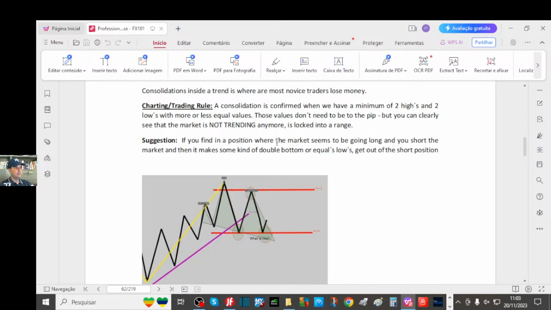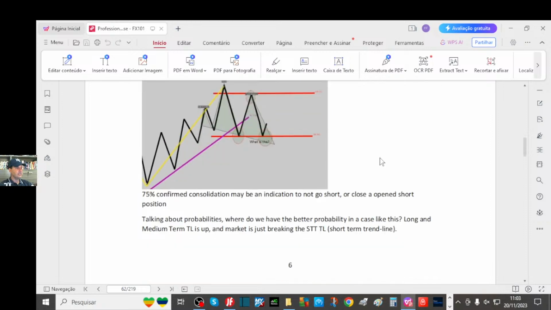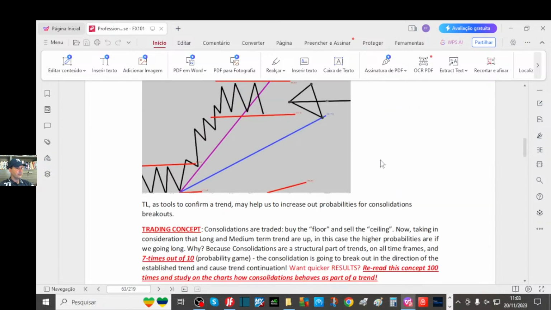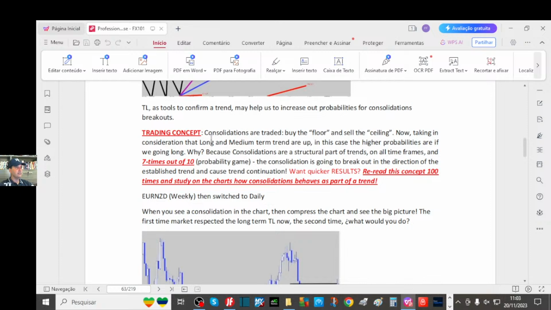Suggestion: if you find a position where the market seems to be going long and you short the market, and then it makes some kind of double bottom or equal lows, get out of the short position. What else? Trading concept: consolidations are traded by buying the floor and selling the ceiling. And one quick result: really read this concept.